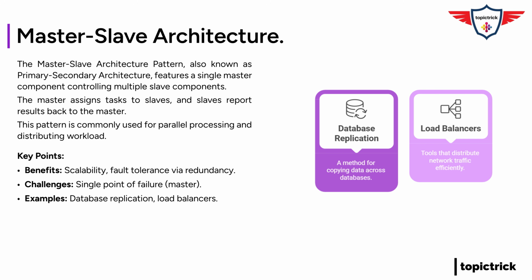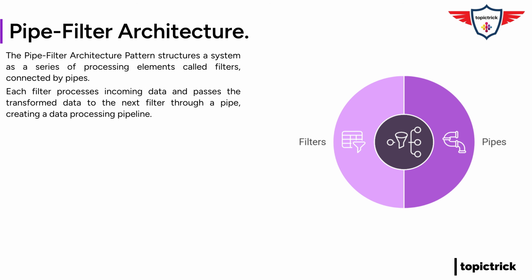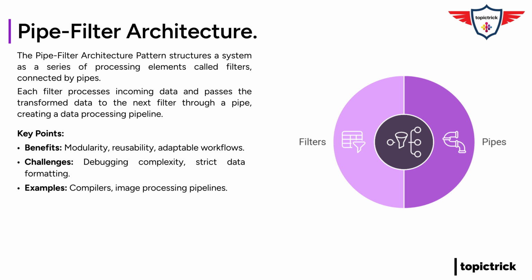Okay, let's dive into pipe filter architecture. This one reminds me of an assembly line, where each station performs a specific task on a product as it moves along. I love that analogy. So imagine data flowing through a series of pipes, and each filter along the way performs a specific operation on that data, like adding a component, refining a shape, or even just inspecting for quality. So each filter has its own very defined responsibility, transforming or refining the data before passing it on to the next filter in the line.